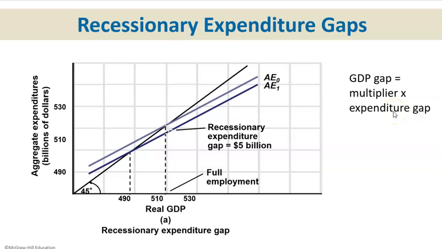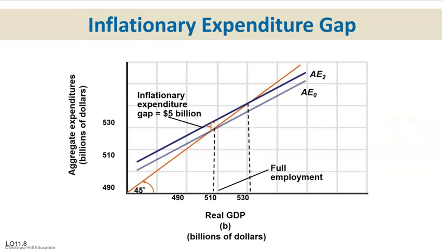That means our aggregate expenditures is 5 billion too low. So make a note of this equation. This is actually the exact same equation we were using earlier, but I just changed the wording a little bit. So if you get a GDP gap problem, then you know that you can use this formula and where all the pieces go. Now let's look at an inflationary expenditure gap.